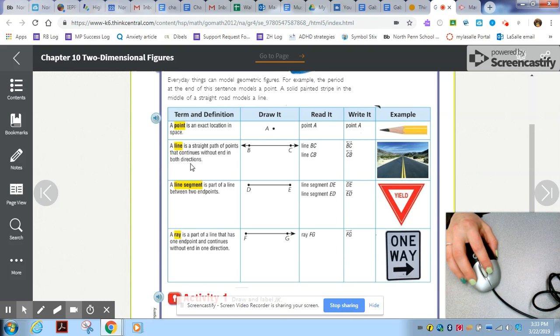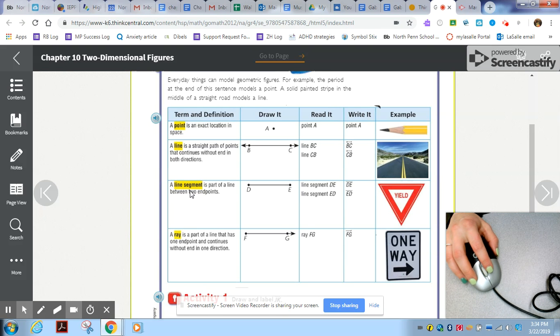Let's go to the next one. A line is a straight path of points that continues without end in both directions. We draw it like this. It's a line with two arrows at the end, and it's typically labeled with letters. In this case, they're using the letters B and C. So we read it as line BC, or you could read it the other way, line CB. And you write it just as you see it, except instead of putting the points, you write them underneath. So it's line BC, line CB.